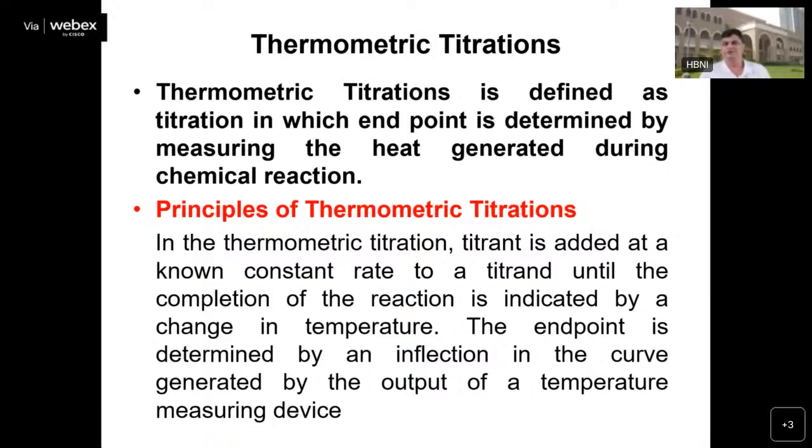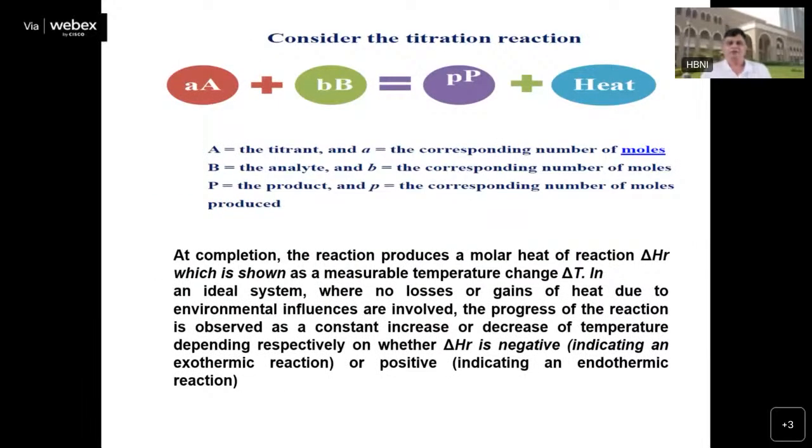In thermometric titration, the titrant is added at a constant rate to the analyte until the completion of the reaction is indicated by a change in temperature. The endpoint is determined by inflection in the curve generated by the output of the temperature measuring device. Consider the reaction A plus B gives product P plus heat, where A is the titrant, B is the analyte, and P the product, with their corresponding moles as the coefficients.